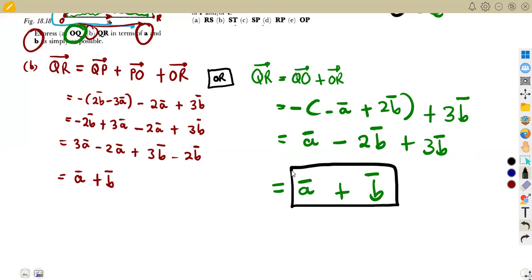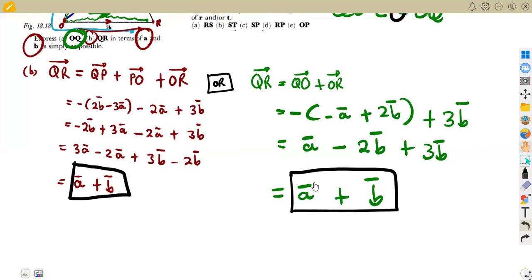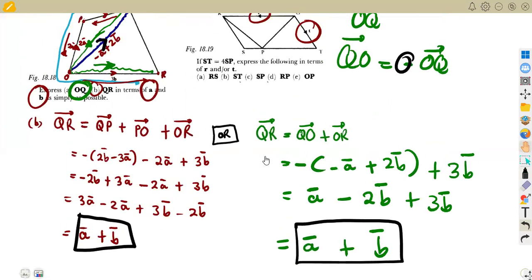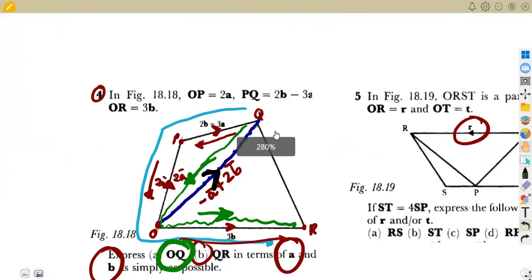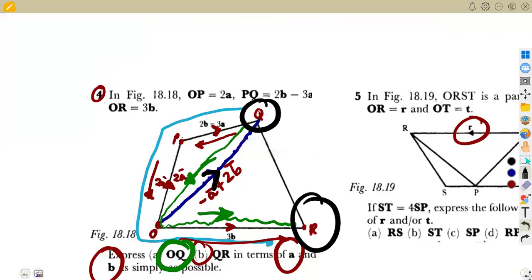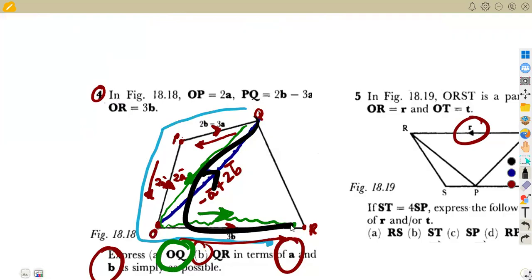So this gives us vector A plus B, which is the same as the answer that we got here, vector A plus B. There are so many ways that you can take, as long as you understand the concept of the route. Which route are you going to take to move from point Q to R? Are we going to use the longer way or the shorter way? We are going to reach the same point and we're going to have the same answer. That is for a vector. We have the same answer.